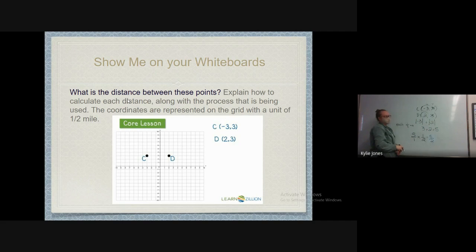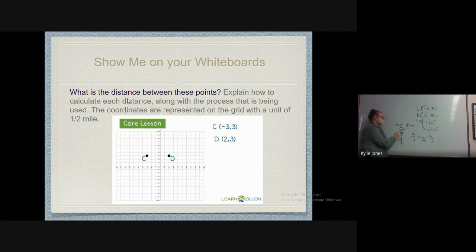But this is an improper fraction. How do I change this to a mixed number? Divide. 5 divided by 2. Can they see this on the screen? Yeah. Okay. How many times does 2 go into 5? Twice. Subtract and get 1.